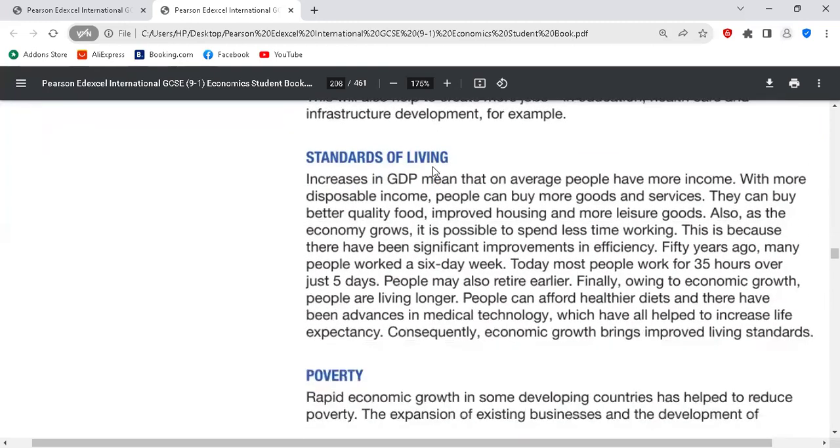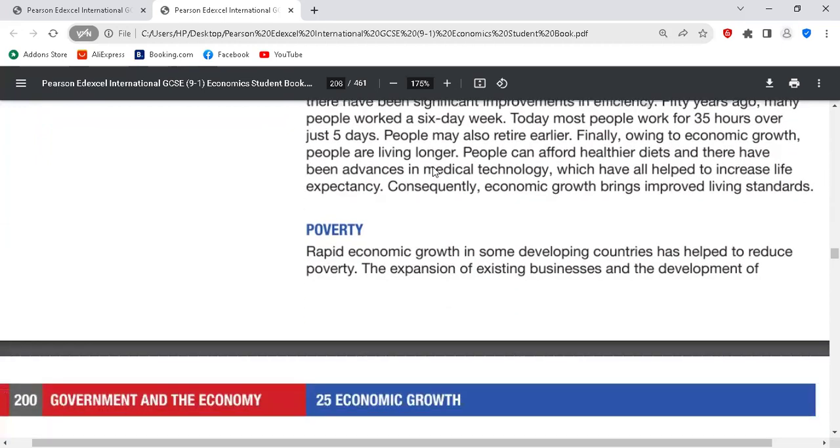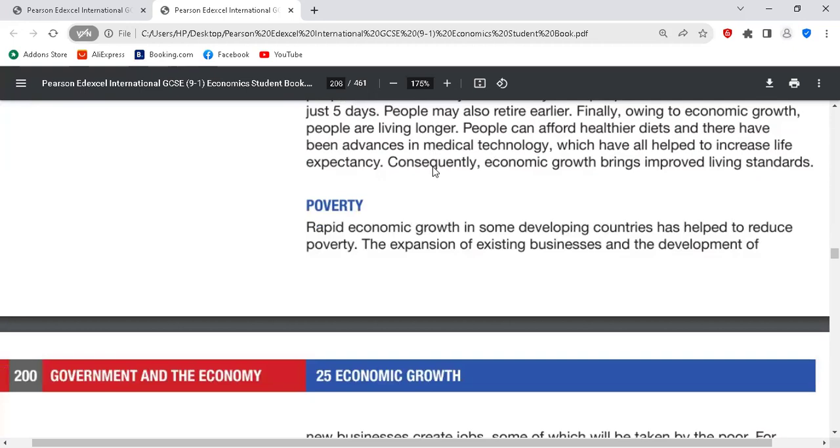As soon as employment increases, income level rises. Standard of living would improve. People have more money to spend. Disposable income would rise. Is it clear? Poverty: as soon as economic growth happens, the poverty level would fall. At least people will move from abject poverty to relative poverty. Clear?